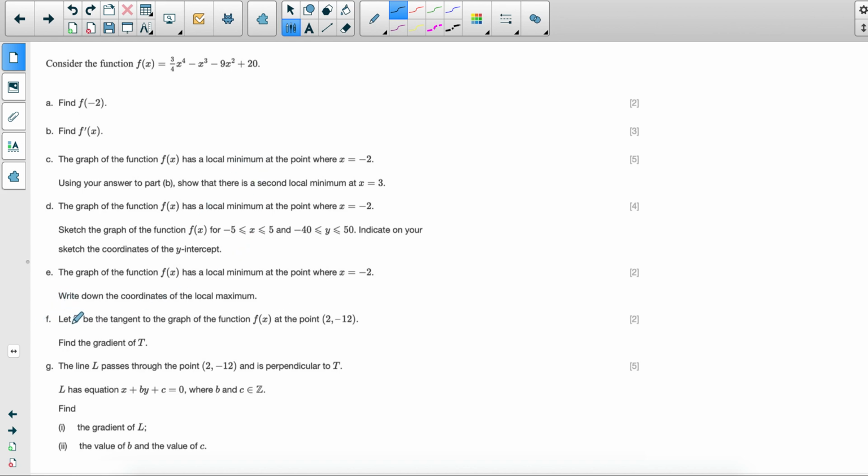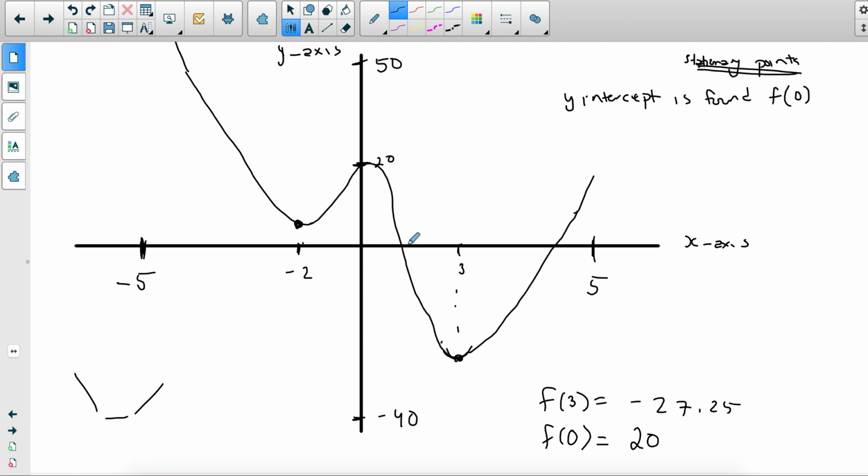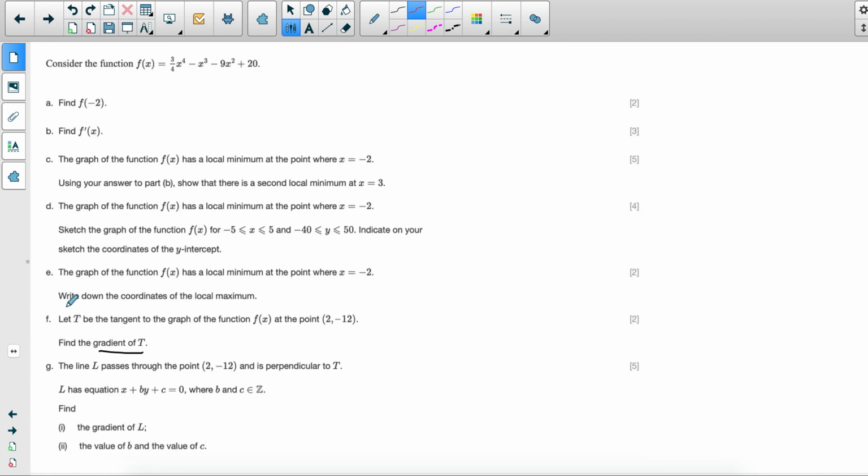So up to the 2 parts, usually they follow up with the tangent. Let t be the tangent to the graph at the point 2, negative 12. So find the gradient of t. So we have our graph here. So at x equals 2, there's a tangent somewhere. It could be here, for example, and there's a straight tangent, and we need to know the gradient of this tangent. So you should immediately think, well, if I want the gradient, I'll just use the derivative function.